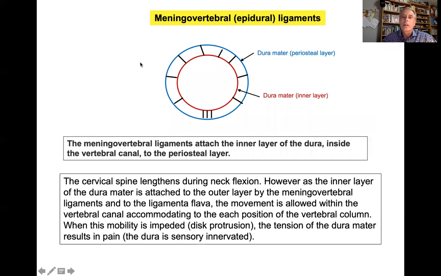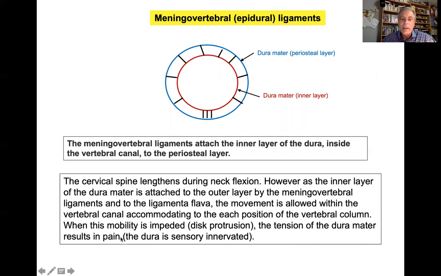Now we have to talk about the meningovertebral ligaments. These meningovertebral ligaments, or epidural ligaments, are very, very important. These ligaments run between the outer layer of the dura, the periosteal layer, and the inner layer of the dura. They connect both layers of the dura mater. This is the epidural space.